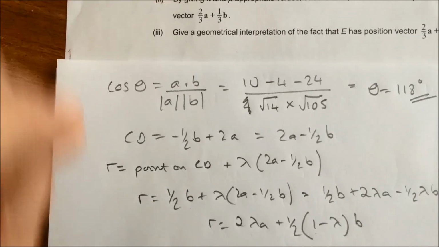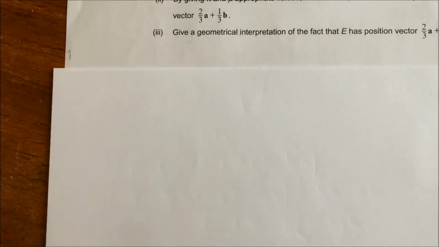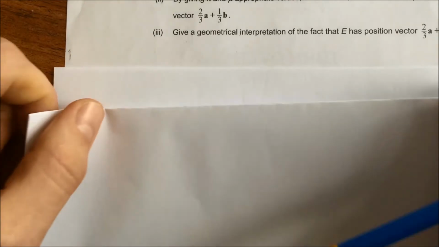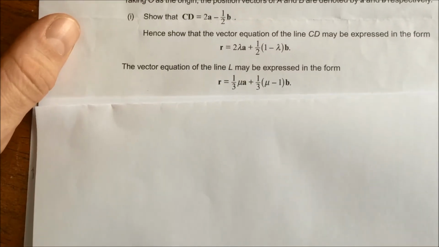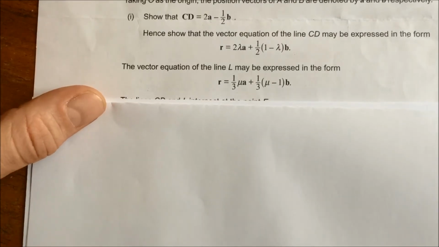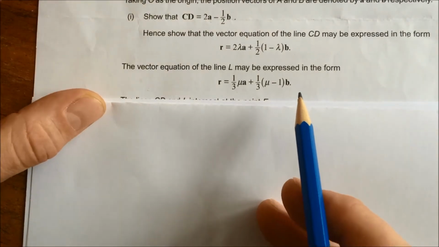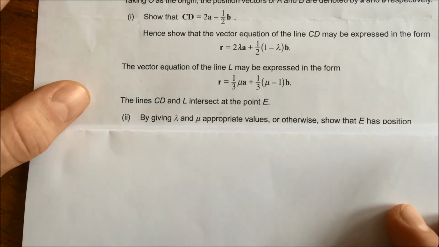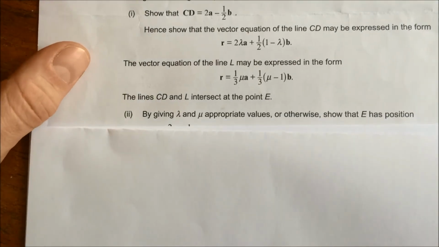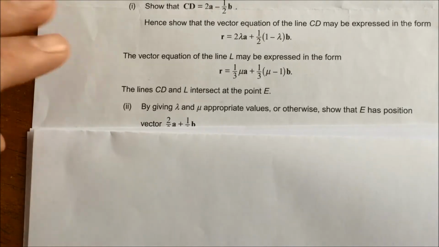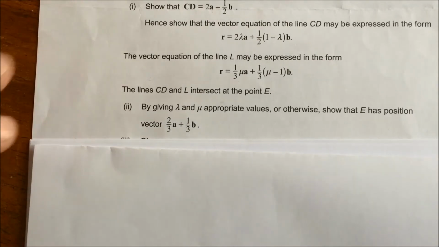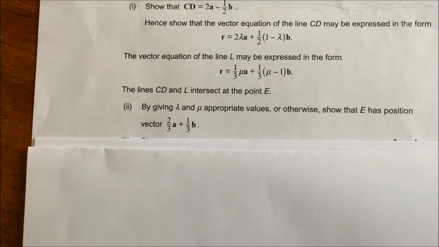Now, the next part of the question, I'm just going to fold this down so I can see the question at the same time as doing it. The next part of the question says another vector equation of a line in terms of mu. And it tells us they intersect at the point E. And it says by giving appropriate values for lambda and mu, show that it has that position vector. Now the trick here was to know a quick and simple way to eliminate a pair of simultaneous equations.